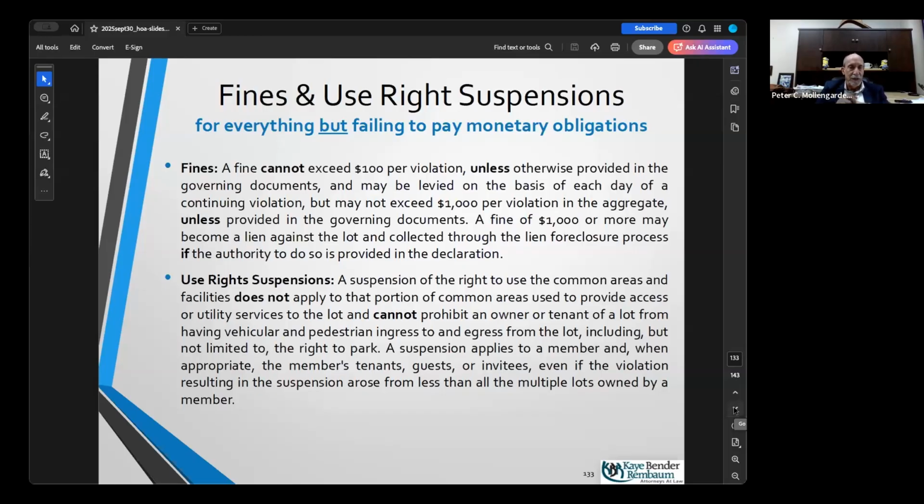How about suspensions? A suspension of the right to use the common areas and facilities does not apply to certain things. You cannot suspend a right to use common areas in order to access your lot. You cannot suspend utility services to the lot, and you cannot prohibit an owner or tenant from having vehicular or pedestrian ingress and egress to and from the lot. Okay, and you also can prohibit the right to park, or suspend the right to park. A suspension applies to the member and, when appropriate, to the member's tenants, guests, and invitees, even if the violation resulting in the suspension arose from less than all of multiple lots or parcels that owner may own.